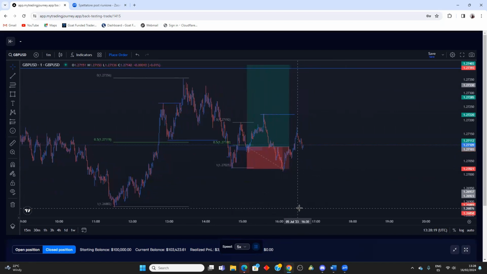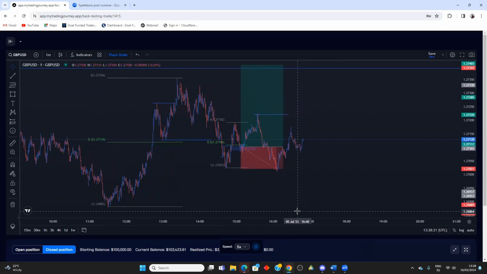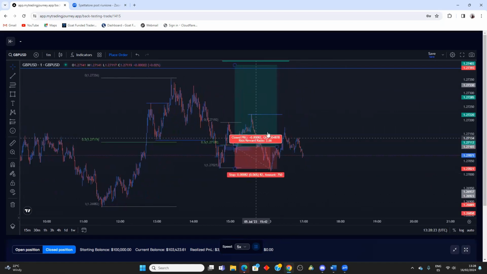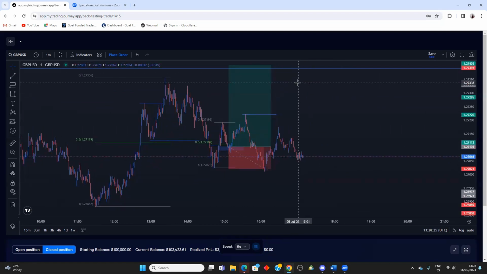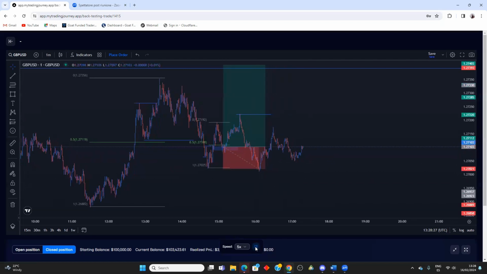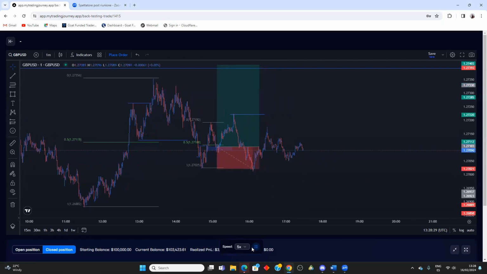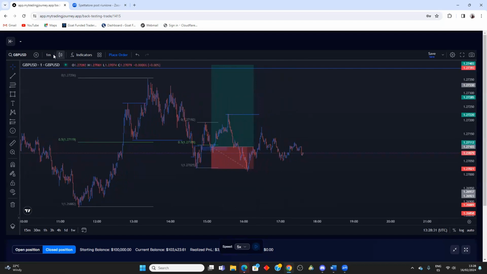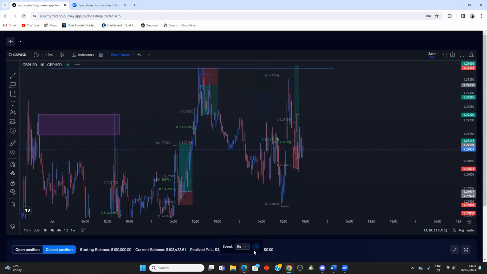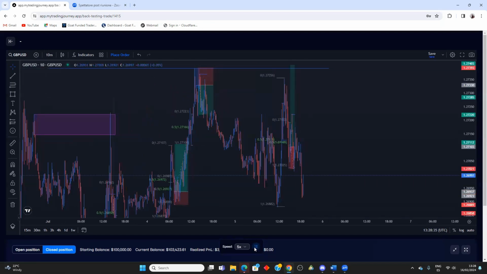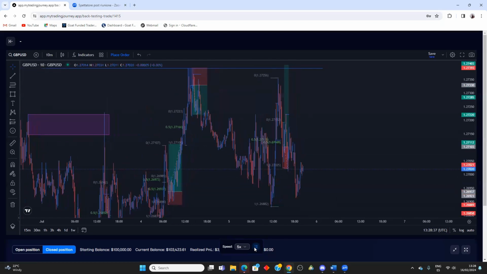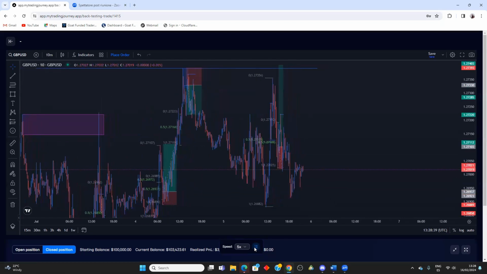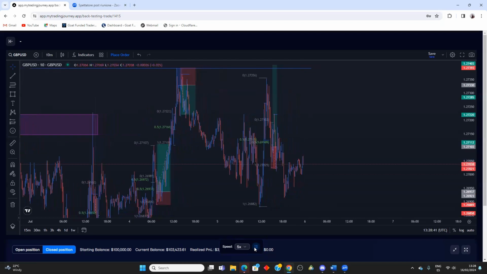The day is over for us since it's after 4 p.m. And hopefully we get this setup to target this liquidity the day after. Let's see. Perfect.